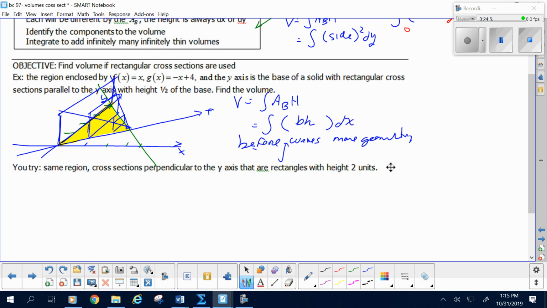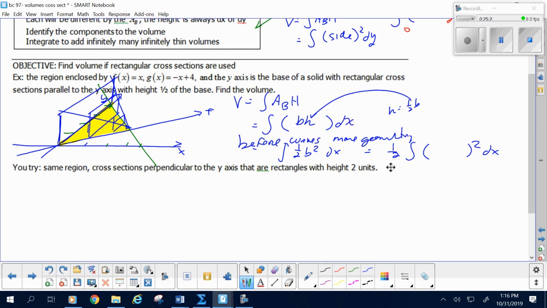What do you know about the base and height? If the height is half the base, then couldn't I make the inside even cleaner by just calling it 1/2 base squared dx? You follow? All right, now we're rolling. Put the half out front, square, dx. What's the base of each rectangle?